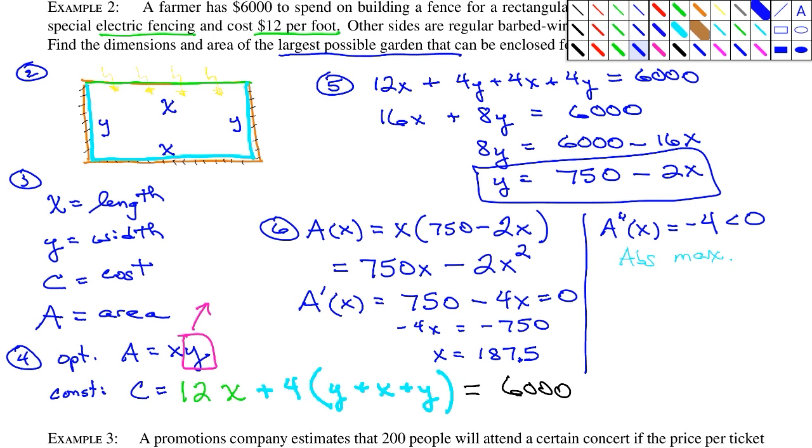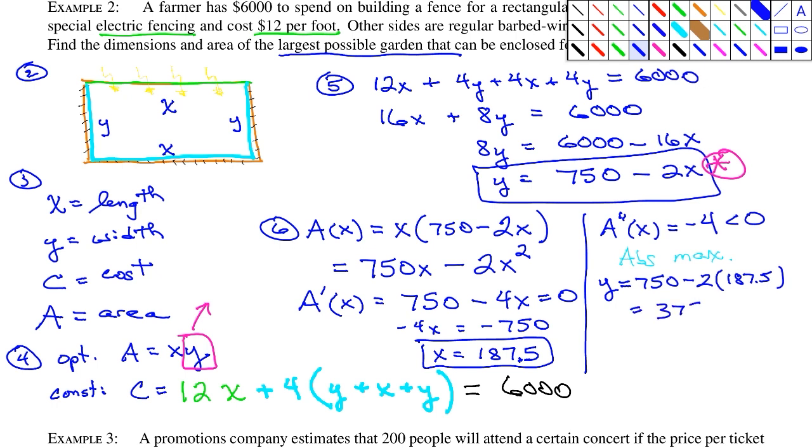Now the question asked for the dimensions and the area. So we know that the x dimension needs to be 187.5 feet. To find the y, I'm going to plug it into my y formula that uses the x. So this is 750 minus 2 times 187.5, and that's 375. And we can put feet on that, feet.